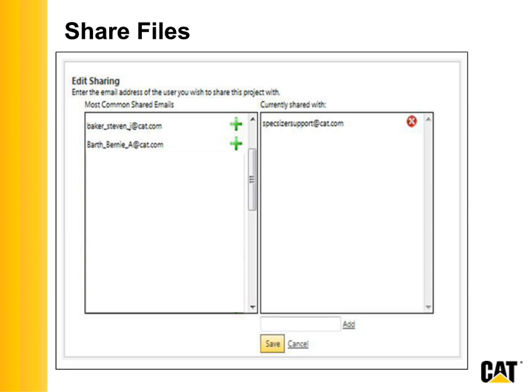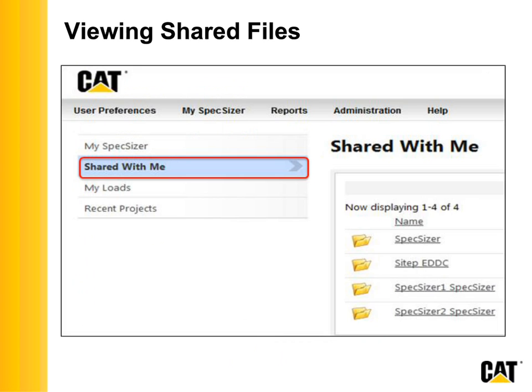Okay, so yeah, that's what I'm talking about. How do you find a file that's shared with you? Go back to the My SpecSizer page. There's a command called Shared With Me. It's circled here. You can see that. Simply all you do is click on Shared With Me.